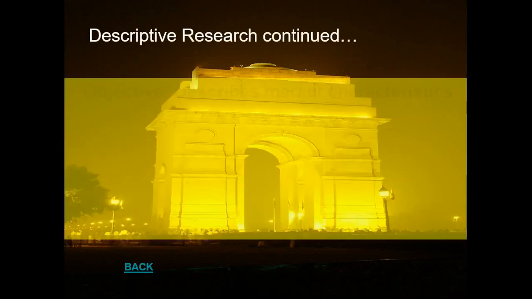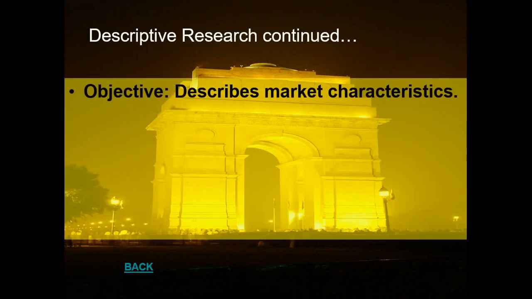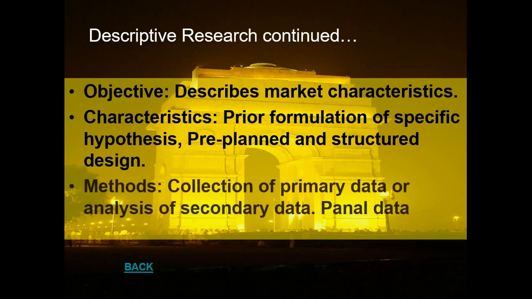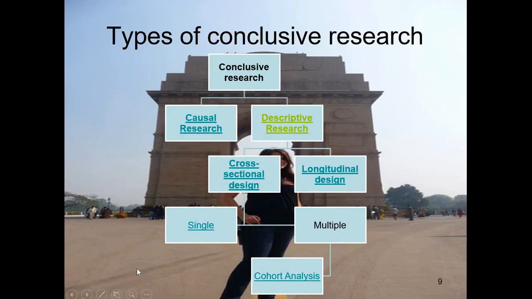If we want to see the highlights, the main basic objective of a descriptive research design is to attain and describe the different market characteristics. These characteristics come prior to the formulation of a specific hypothesis, with a pre-planned and structured design. The methods of this design comprise collection of primary data or secondary data, and sometimes we also study panel data under descriptive research design. So this is basically descriptive research design.